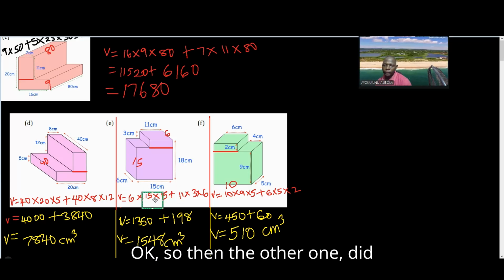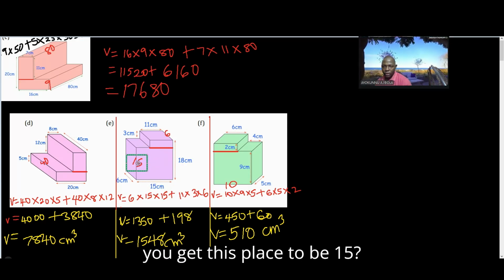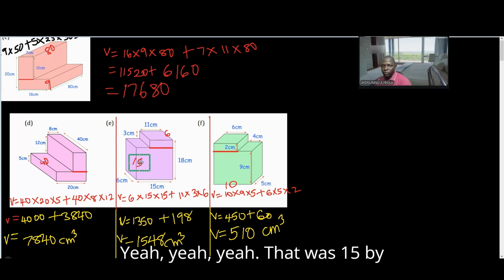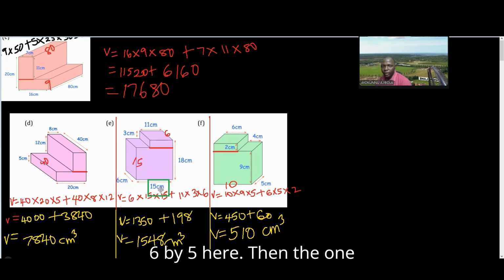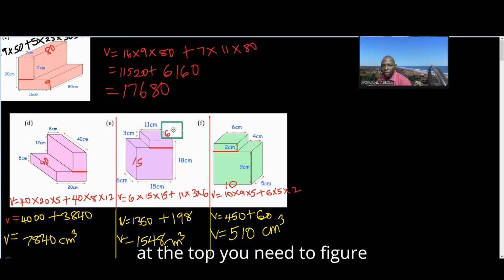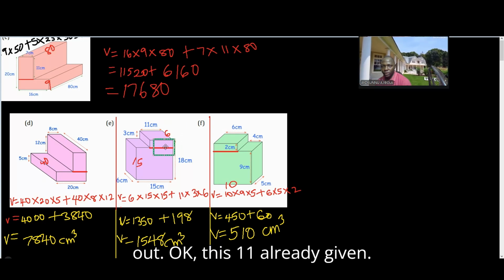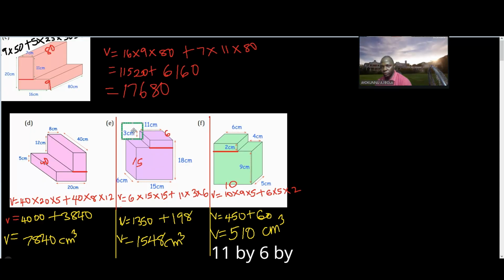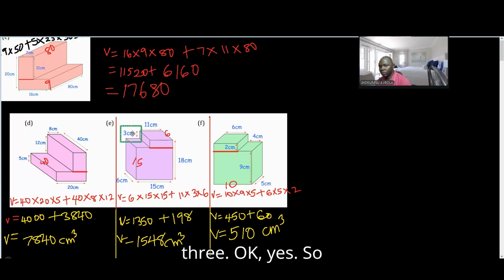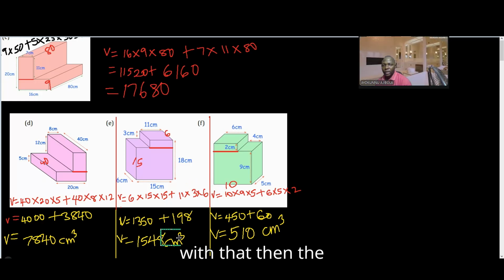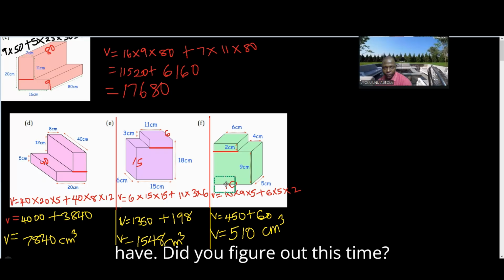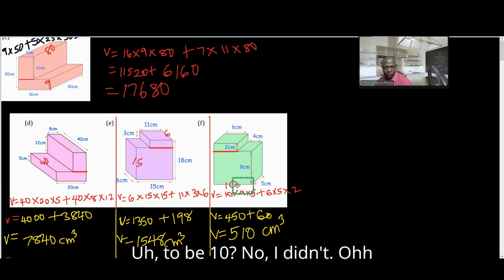So then the other one, did you get this place to be 15? Okay, this is the one you were asking. Yeah, this was 15. 15 by 6 by 5 here. Then the one at the top, you need to figure out, this is 11 already given. 11 by 6 by 3. With that, then the last one, did you figure out this 10? No, I didn't.